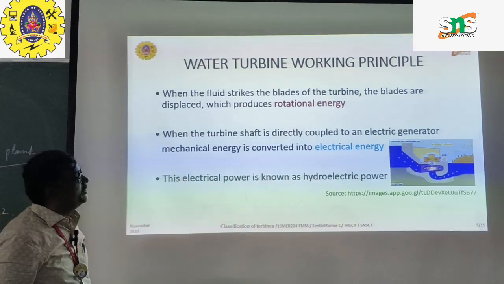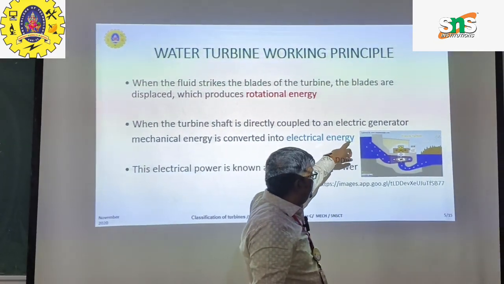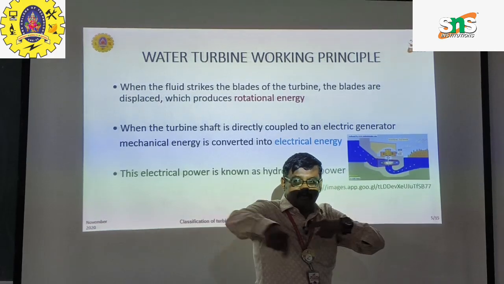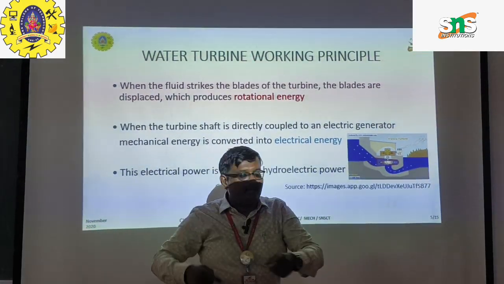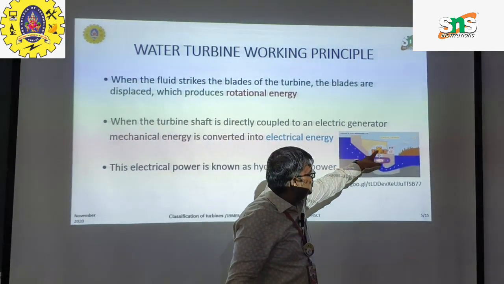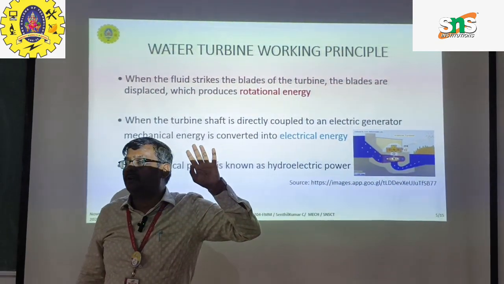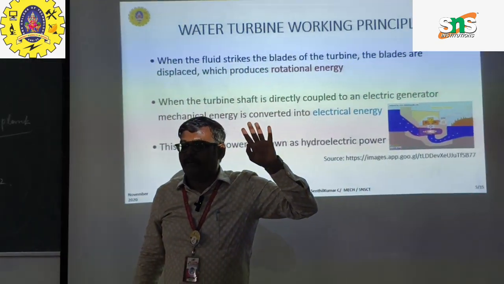So, the water turbine working principle. The water which is coming here, there is a rotor. When it is coming and hitting, the rotor is rotating. When the rotor is rotating, it cuts the EMF, current is produced and taken to the atmosphere or ambience. This is what is called the turbine setup arrangement.